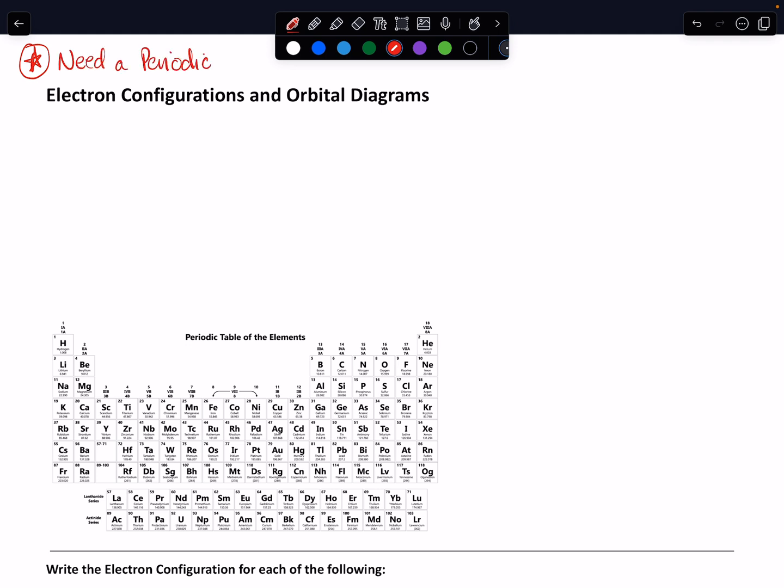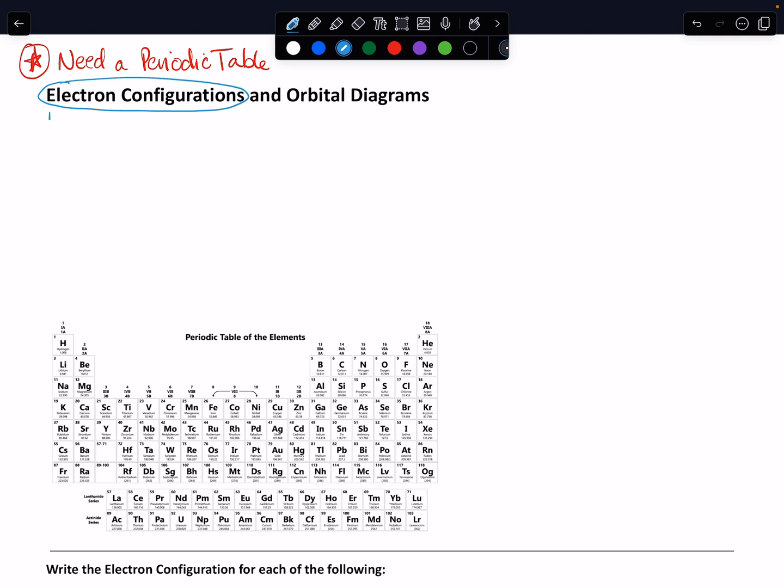Now, before you can start, you absolutely need a periodic table. So if you're working on these and you're at home and you don't have one, that's okay. Just go online, look up a periodic table, and they're easy to find. You have to have it though, because filling requires knowledge of where you are on the periodic table. So let's define these two things first.